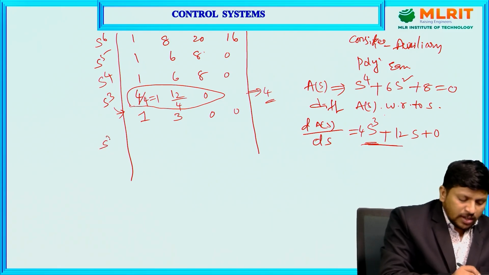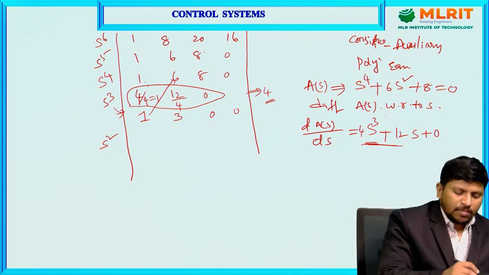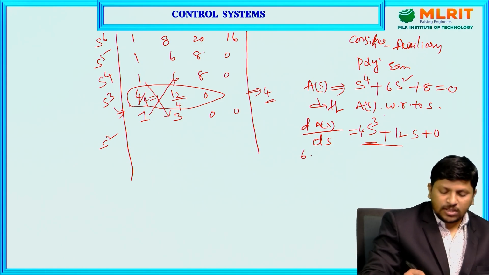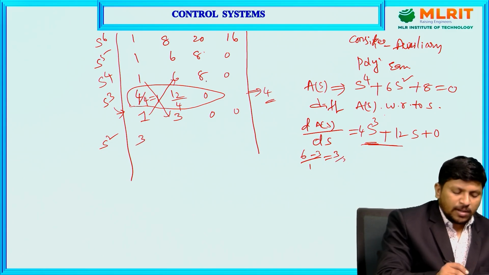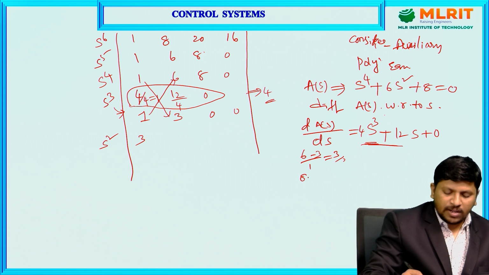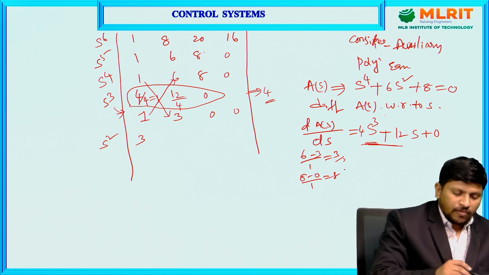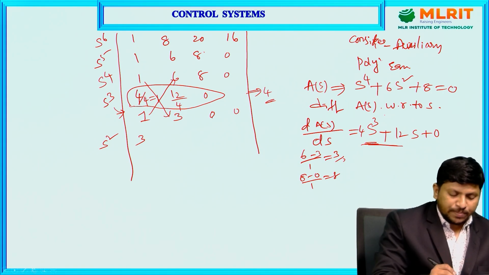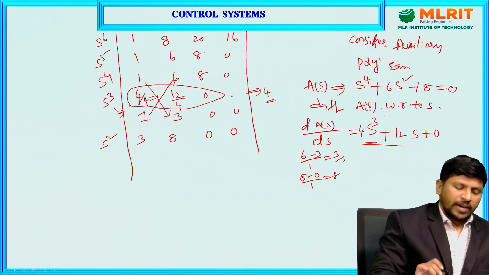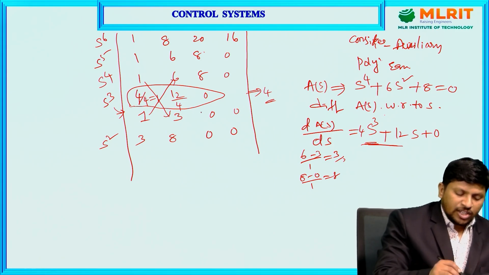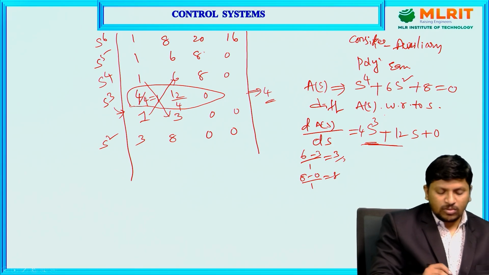Now the S square calculation: 1 multiplied by 6 minus 1 multiplied by 3, so 6 minus 3 divided by 1, which is 3. Next, 1 multiplied by 8 minus 1 multiplied by 0, 8 minus 0 divided by 1, so 8. Next elements are 0, so I directly write 0.